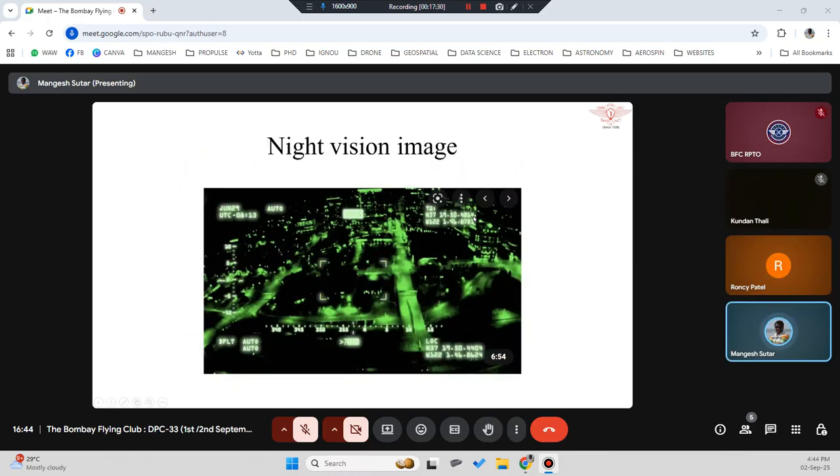Again, this night vision is normally used by military people or surveillance people. Night vision will give its own perspective of understanding the image.